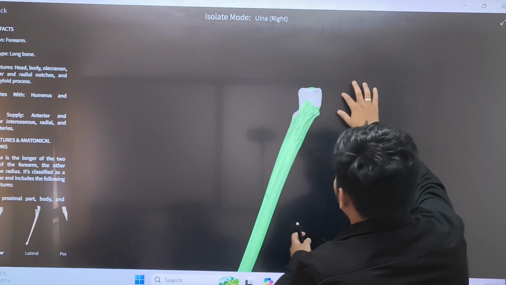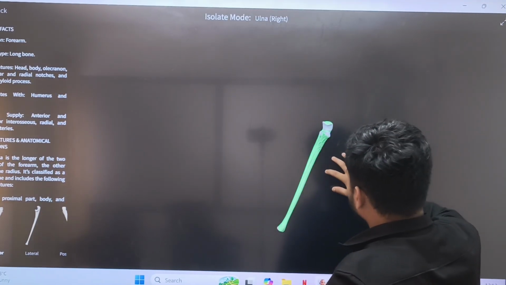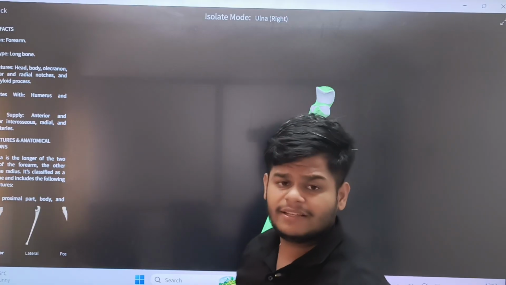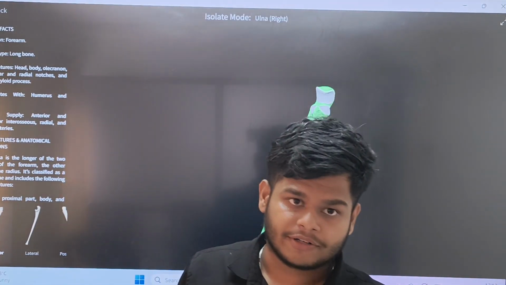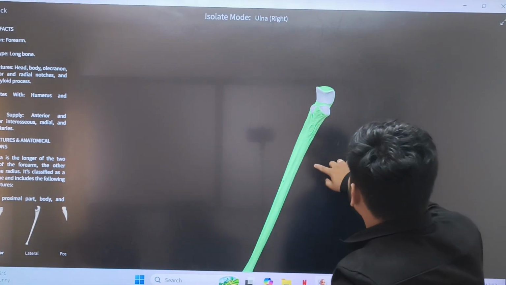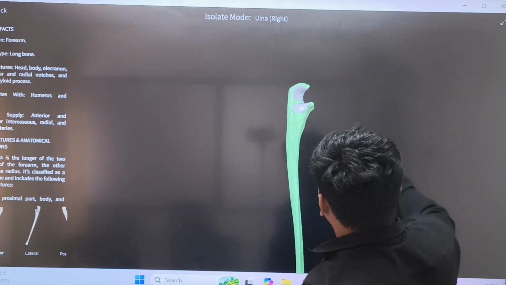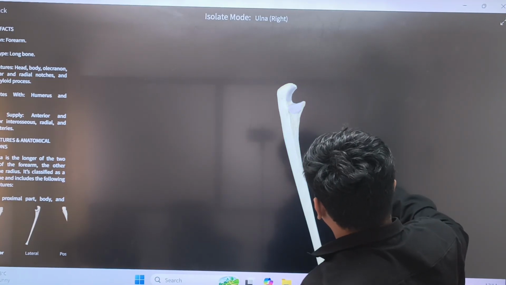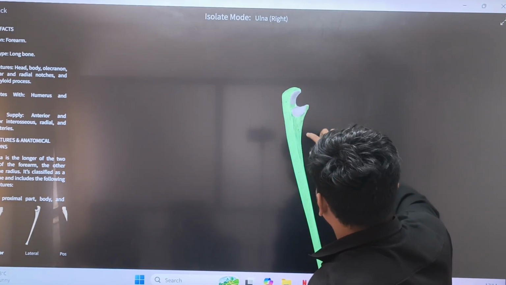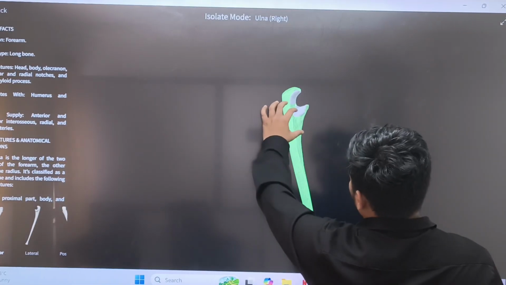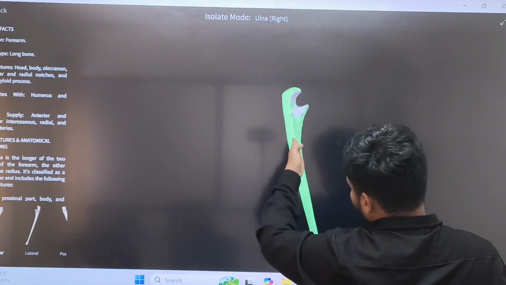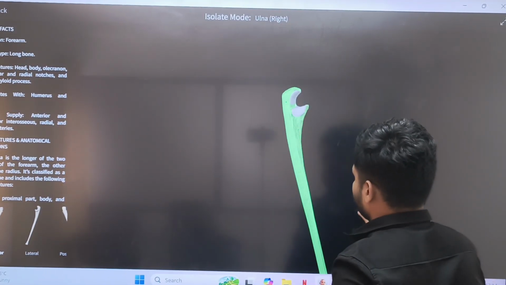This is the medial surface, which continues with the medial surface of the shaft. This is the shaft of the ulna, which also contains 3 surfaces and 3 borders. One more distinguishing feature is the presence of a supinator crest along the lateral surface of the coronoid process, which is limited up to this. Lateral surface is limited up to this.